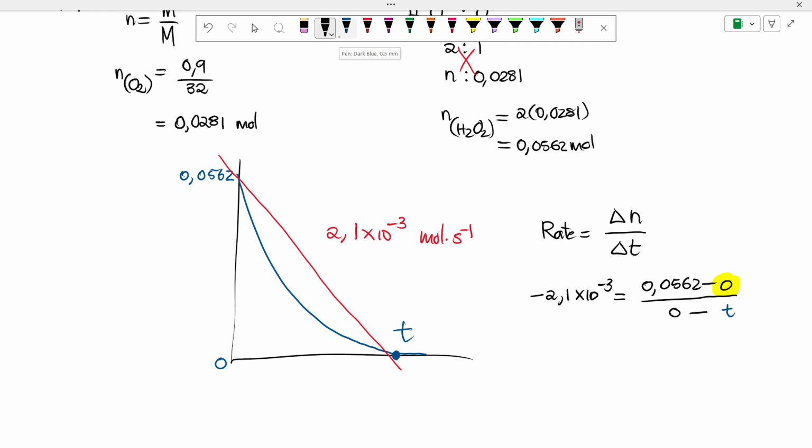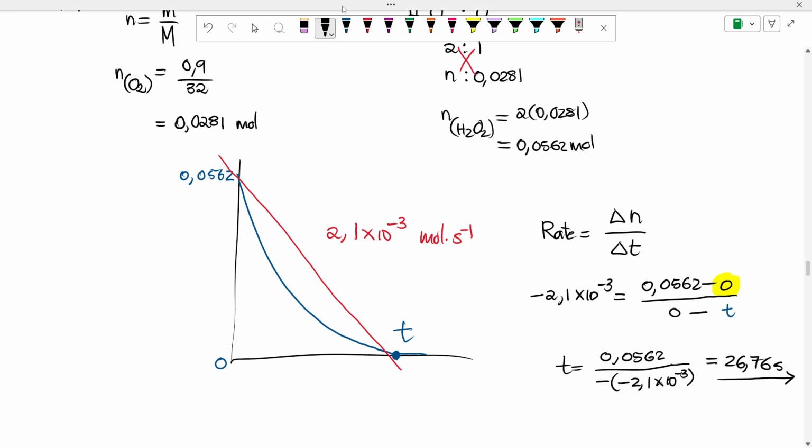Then to find your t, just to show you if you are unsure, 0,05962 on top, divide this by, if I take the t to the other side, and I'm going to leave that negative there where it is, minus 2,1 times 10 to the power negative 3. Then we can find what the time is. 26,76 seconds. Yes. Yep, and that's how to solve this one.